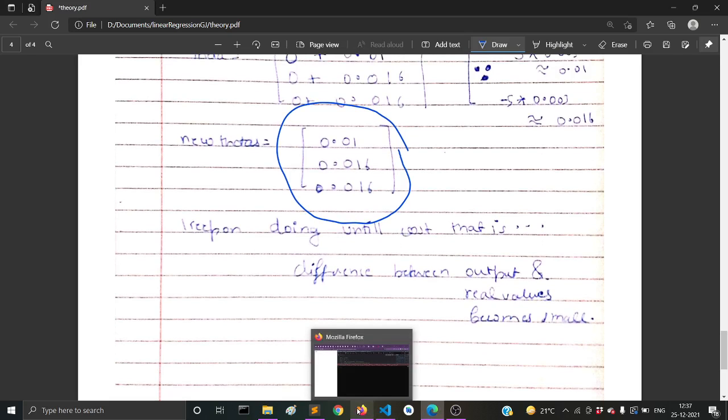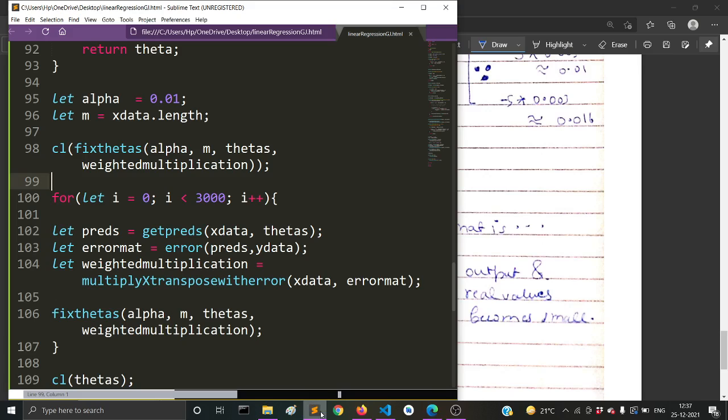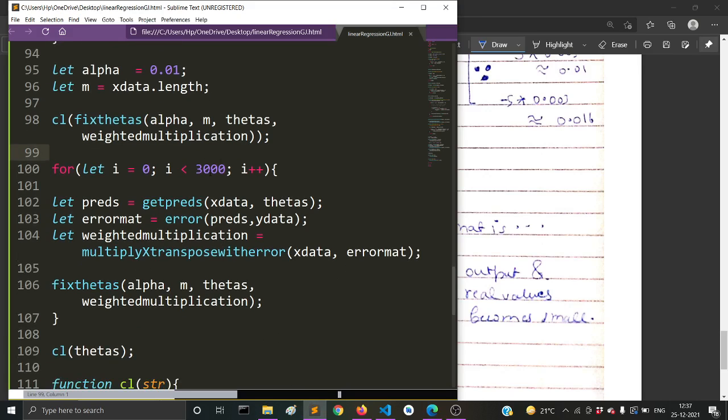Now we need to run it for a number of iterations. How to do that? We can use a for loop for 3000 times, or maybe fewer. It will also converge for fewer times. Firstly, we get the prediction by using the get predicts function, passing the x data and the theta values. Then we get the errors by passing the predictions and the actual y outputs, and then we get the weighted multiplication by multiplying the x values transpose with those error terms. Then we pass alpha, m, the thetas and the weighted multiplication calculated in the previous step to the fixed thetas, and it will keep on fixing the thetas.